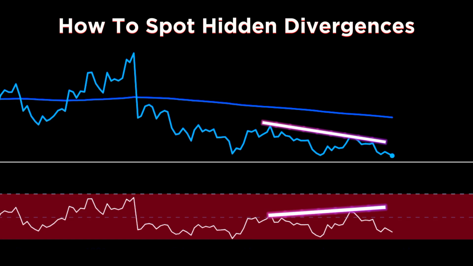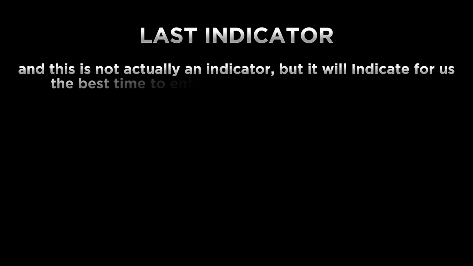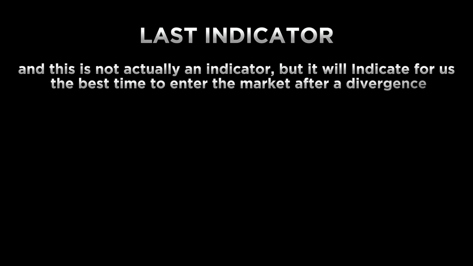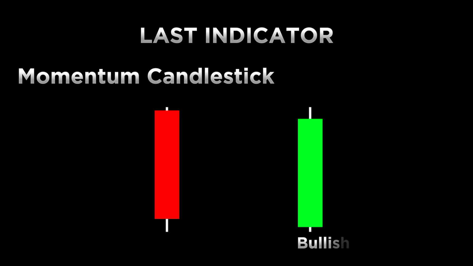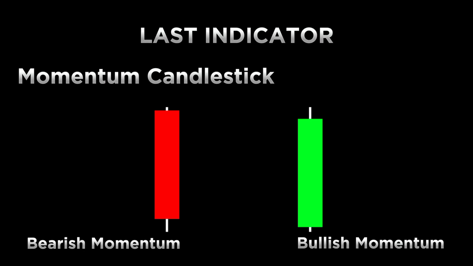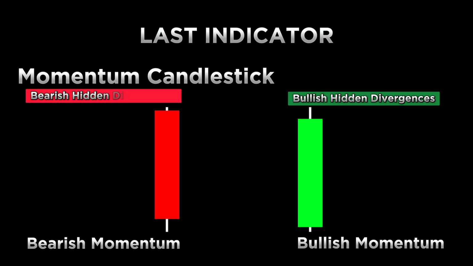But in order to harness more results from this strategy, we will add the last indicator. And this is not actually an indicator, but it will indicate for us the best time to enter the market after a divergence. It is the momentum candlestick. This momentum candlestick comes in two ways. It comes as a bullish momentum candlestick and as a bearish momentum candlestick. So we are simply going to be using the bullish momentum candlestick for a bullish hidden divergence and a bearish momentum candlestick for a bearish hidden divergence. Here is how we are going to be using them to complete our strategy.